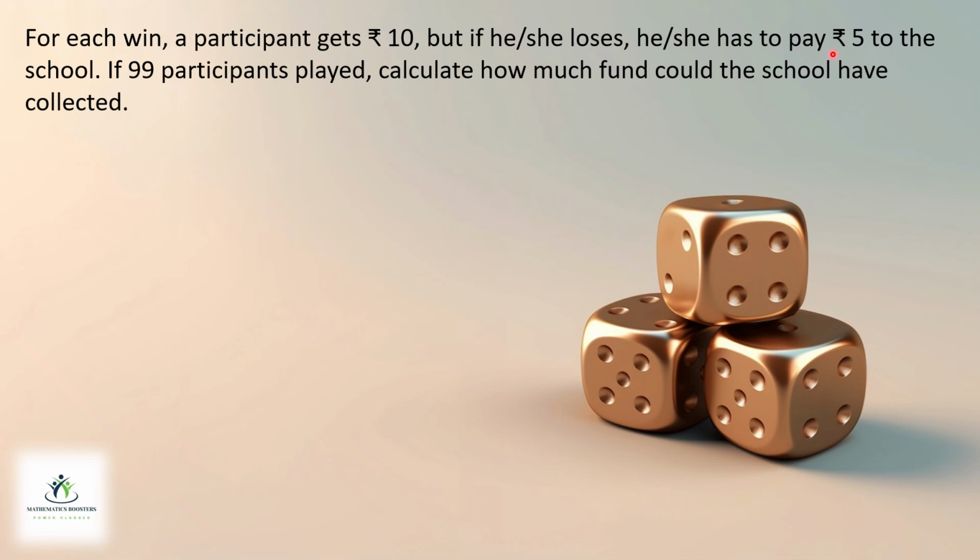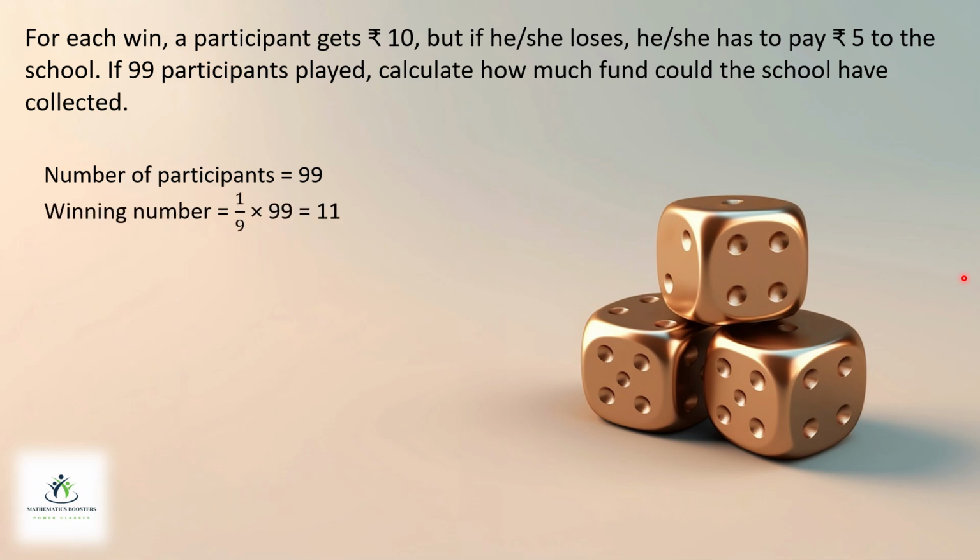Next part, for each win a particular participant gets rupees 10, but if he or she loses, he or she has to pay rupees 5 to the school. If 99 participants play, calculate how much fund could the school have collected. अगर पार्टिसिपेंट जीतता है तो स्कूल को 10 रुपीज देने पड़ेंगे. अगर वो हारेगा तो that particular person has to pay to school. तो हम थोड़ा रिवर्स स्ट्रैटेजी फॉलो करेंगे. नंबर ऑफ पार्टिसिपेंट्स 99 है. विनिंग नंबर कितना होगा, क्योंकि एक ही टाइम वो विन कर सकता है, दैट इज RB. तो 1 by 9, 99 पार्टिसिपेंट्स है, 11 विनिंग नंबर.